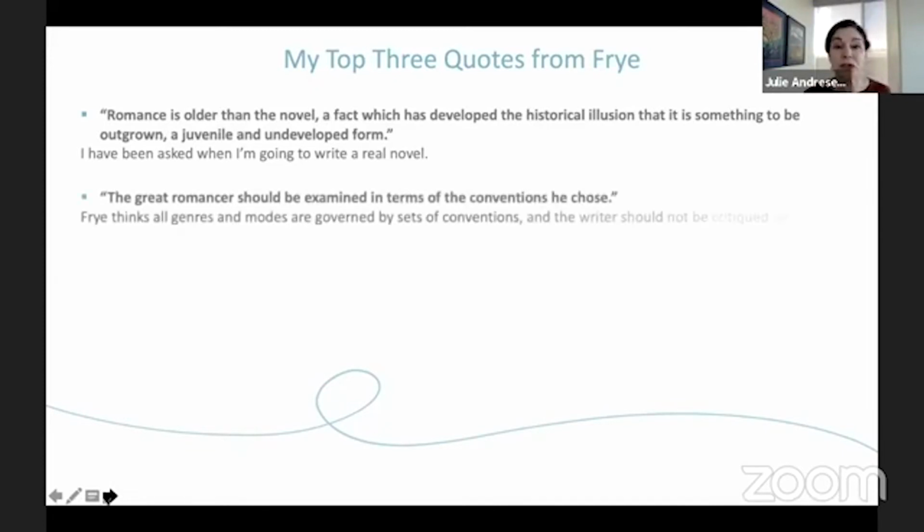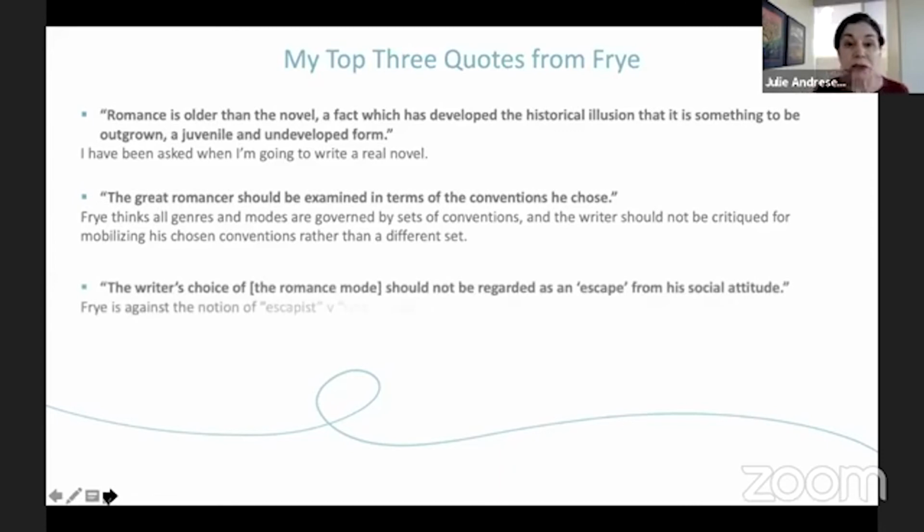"The great romancer should be examined in terms of the convention he chose." Yes, I would like to be judged and critiqued by the conventions I have chosen, not dismissed because I haven't chosen other ones. "And the writer's choice of the romance mode should not be regarded as escape from his social attitude."